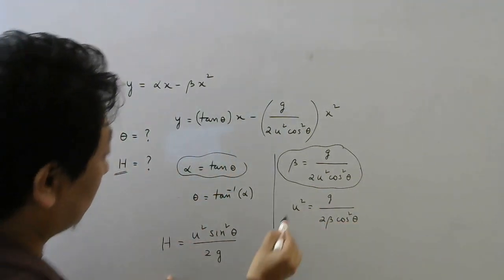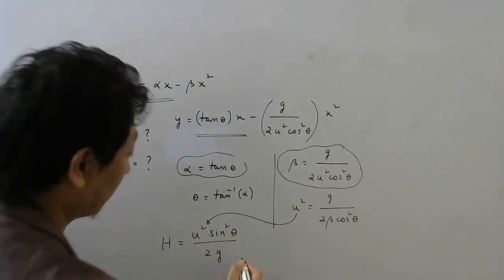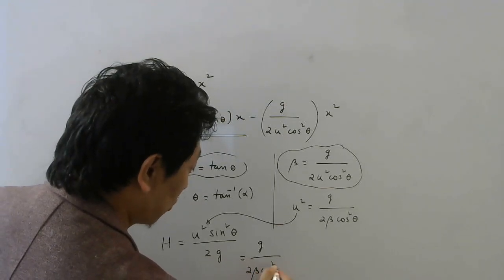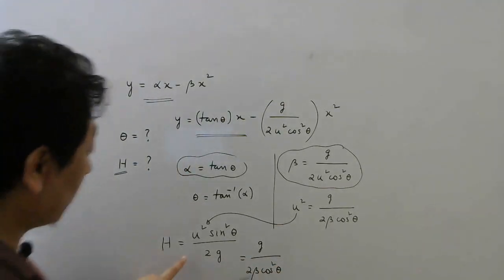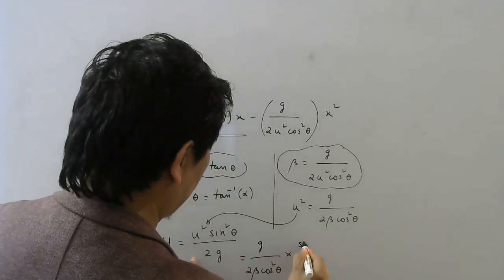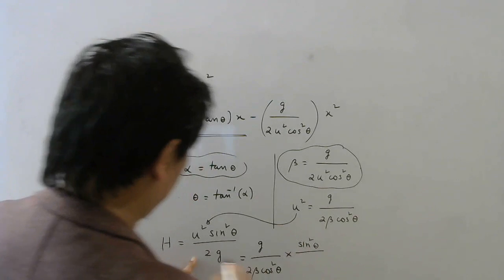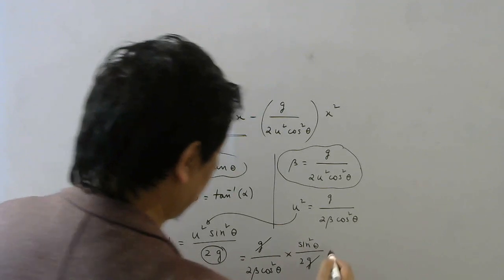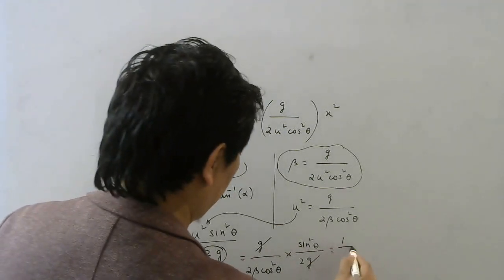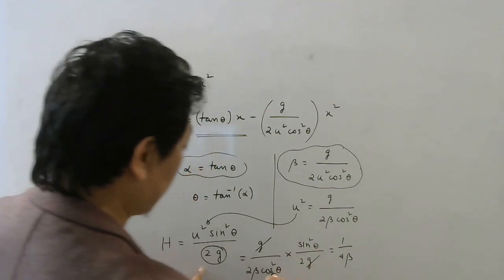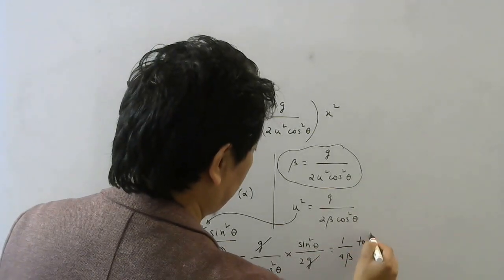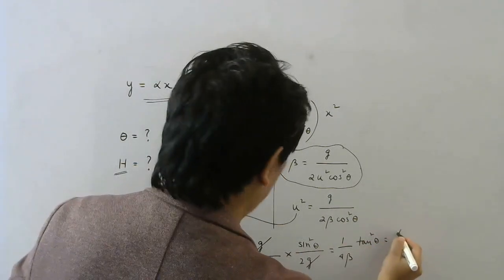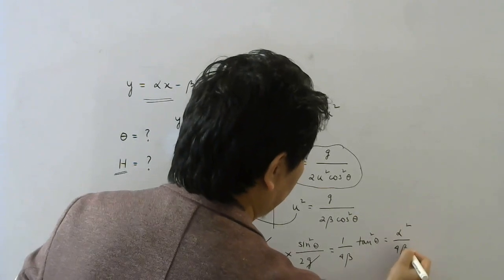So in place of this u square, let me substitute here. I will get g divided by 2 beta cos square theta into sine square theta divided by this 2g, right? This 2g is also there. So you can see g gets cancelled, and 2 into 2 will be 1 by 4 beta. Sine by cos will be tan theta, so it will be tan square theta. And you can see tan theta is alpha, so tan square theta will be alpha square by 4 beta, right?